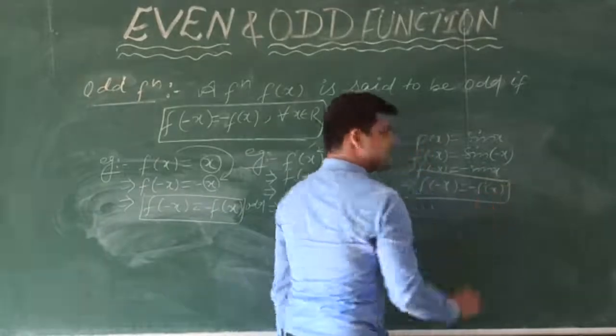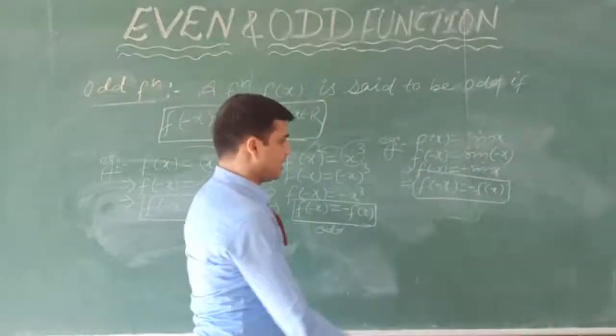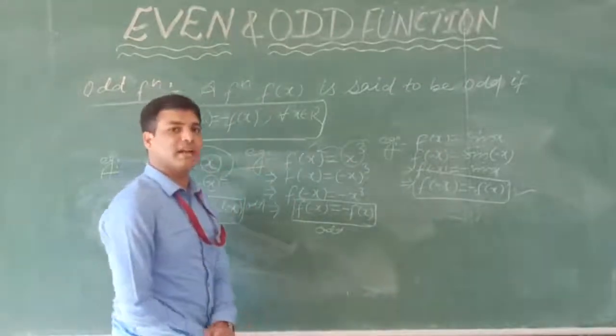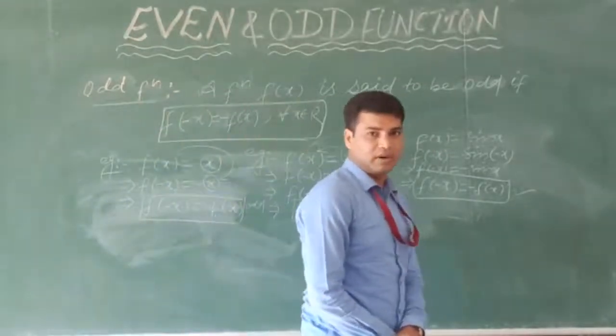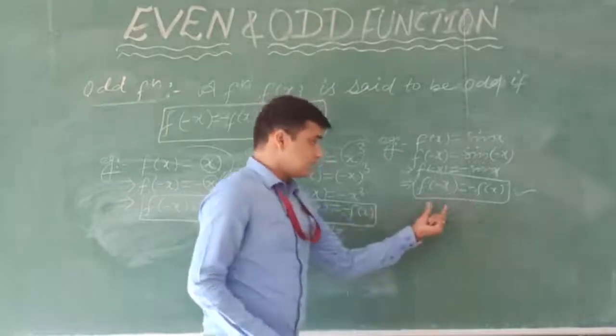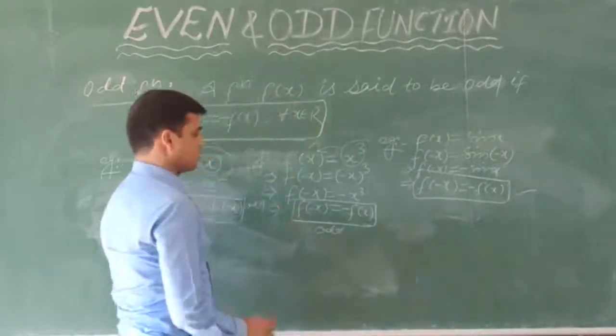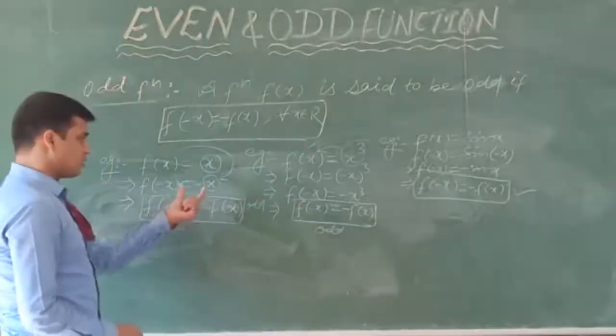So again, this is satisfying the condition of an odd function. Sine x is also an odd function. So you can remember that cos x and sec x are even functions, and sin x, cosec x, tan x and cot x are odd functions. Okay, so f of x equals x, this one.